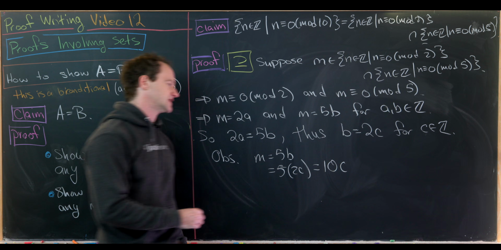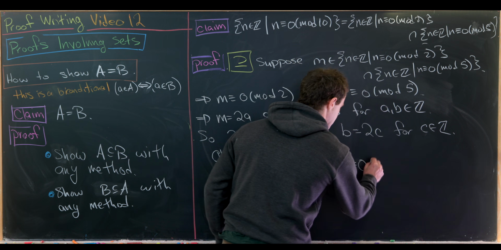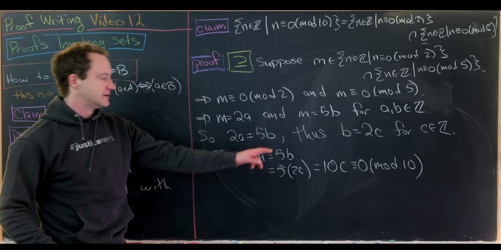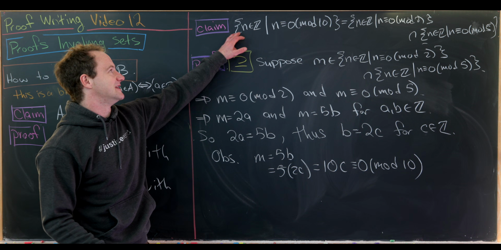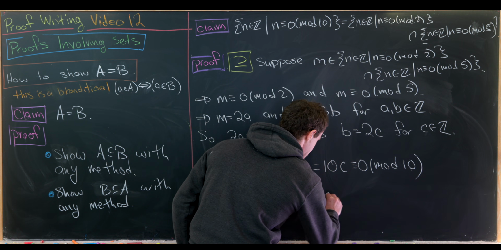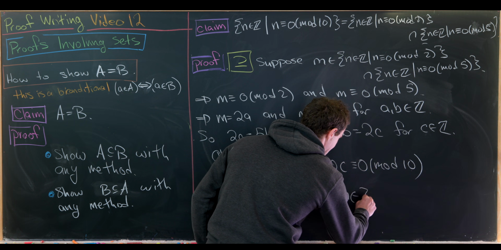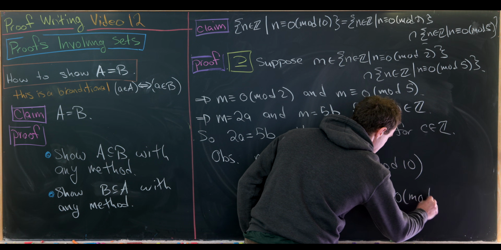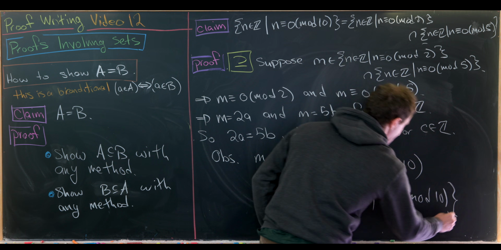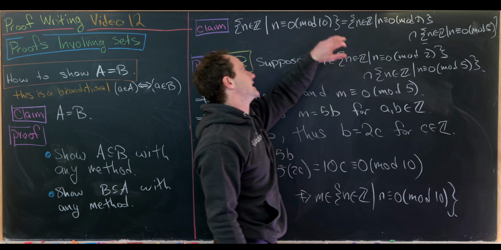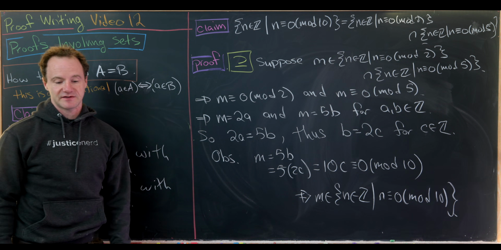But if M is equal to 10C, then that means it's congruent to 0 mod 10. But if M is congruent to 0 mod 10, it's in the set on the left-hand side. So that means we have M is in fact an element of the set of all integers that are congruent to 0 mod 10. And that finishes this proof off. We started with an element of the right-hand side and ended up with an element of the left-hand side.